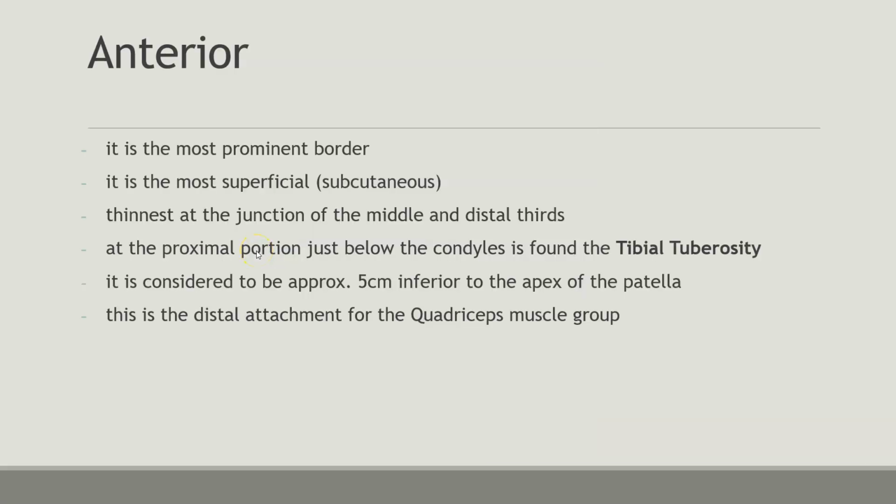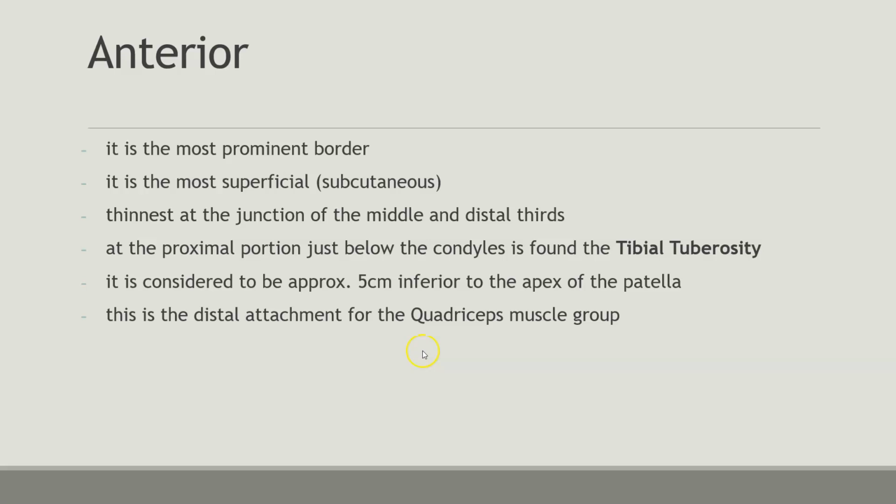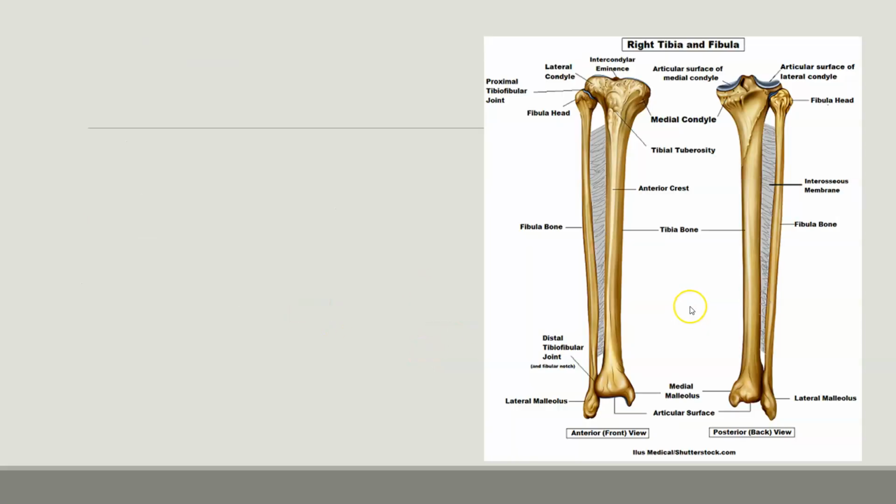The anterior border, so that was, of course, the lateral border. The anterior border is the most prominent, and that's what you can feel right under your skin, that really sharp edge that sits just under the skin anteriorly. And therefore, because it's just under the skin, we do say it's the most superficial portion of the tibia. It is thinnest at the junction of the middle and distal thirds. So we can see here, it's thinnest in here, and you can see just how sharp it is as it runs through.